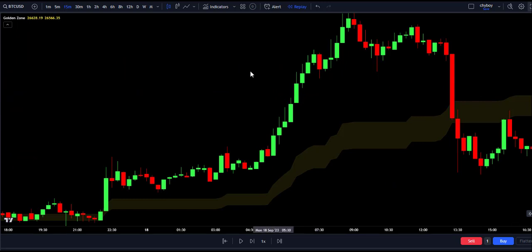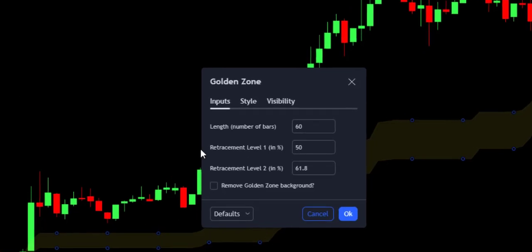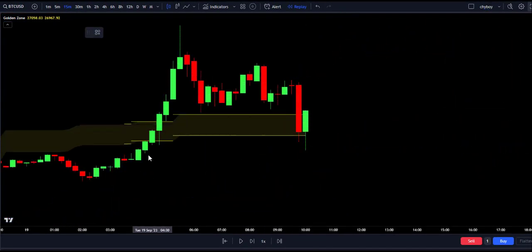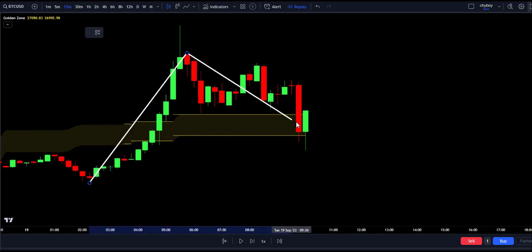But before we discuss how we are going to use this indicator, let's set it in the input settings. Set the length to 100 and press OK. How we are going to use this indicator is that if you see that price has crossed below or above the Golden Zone, you are going to wait to see price coming back to retest the Golden Zone before you take a trade.